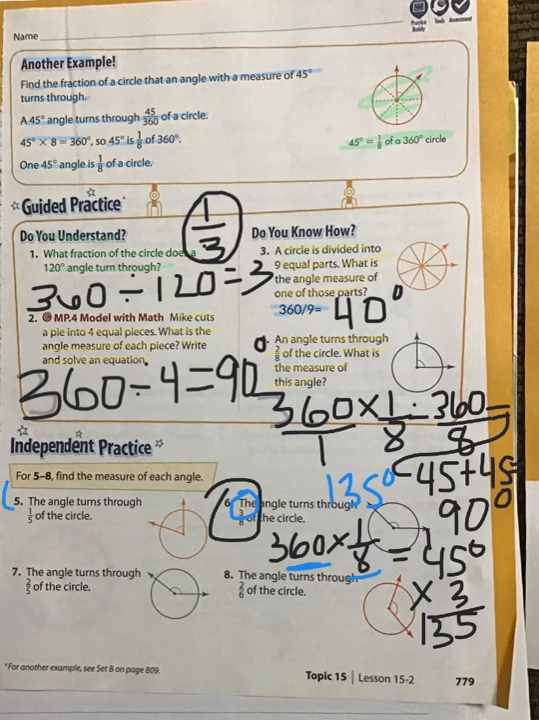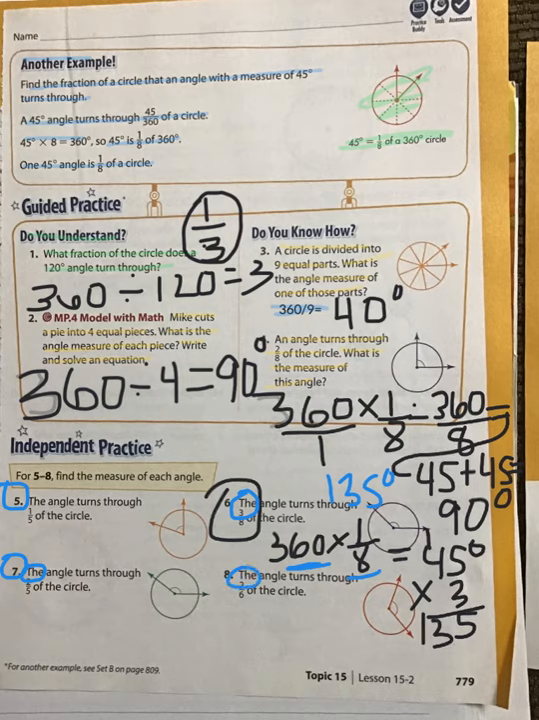So for number 5, you're not going to add it. You're just going to do 360 times 1/5. For number 7, you're going to do 360 times 1/5 again, but then you're going to add it twice because there's a 2 right here. And for number 8, you're going to do 360 times 1/6. And since there's a 2, you're going to add it twice.